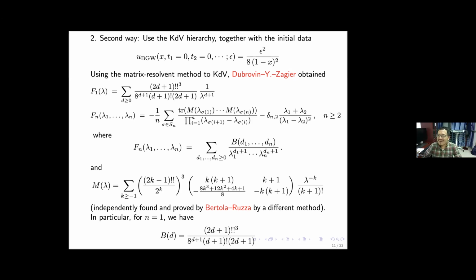I would really like to relate the two formulas because, in contrast to topological recursion, both formulas are closed, but they look slightly different. So it would be interesting to relate them.